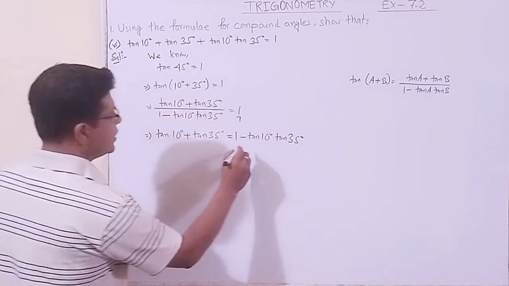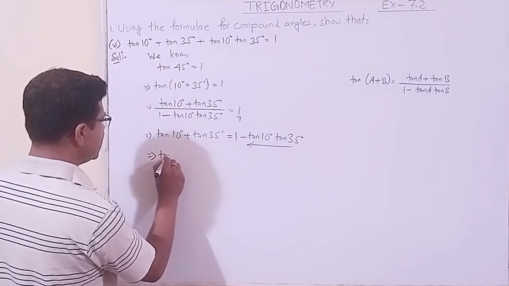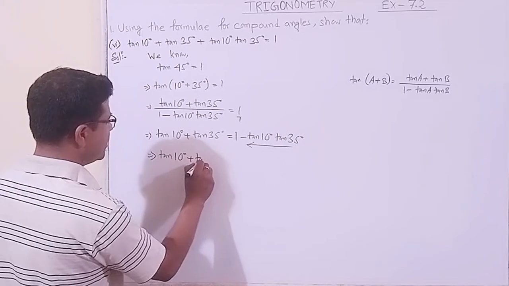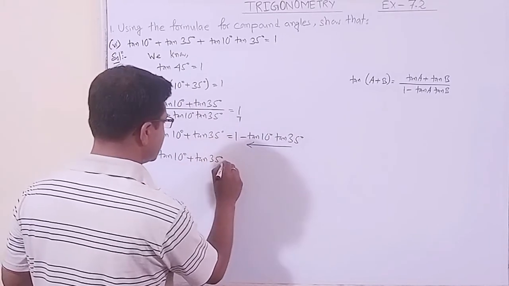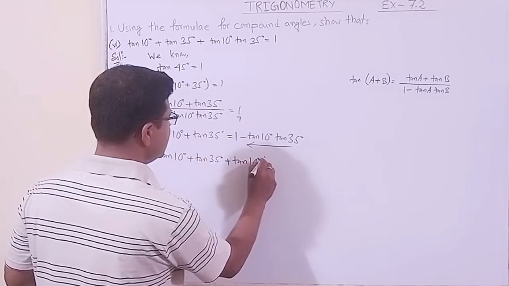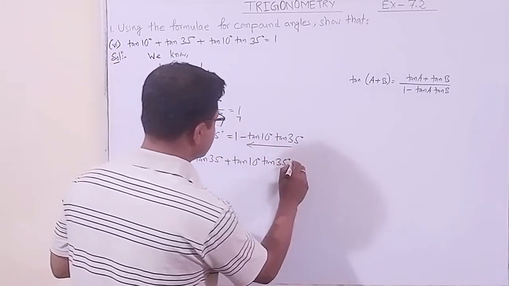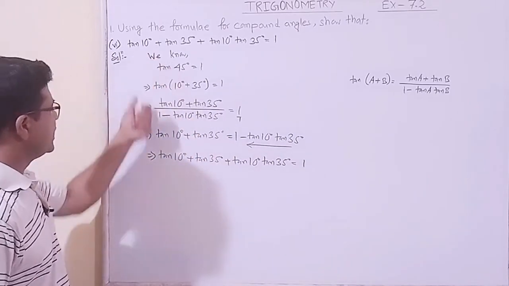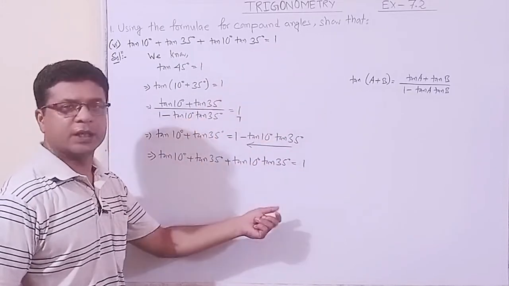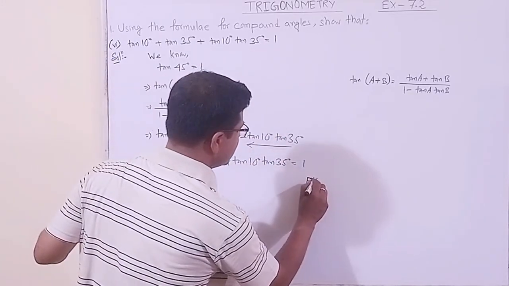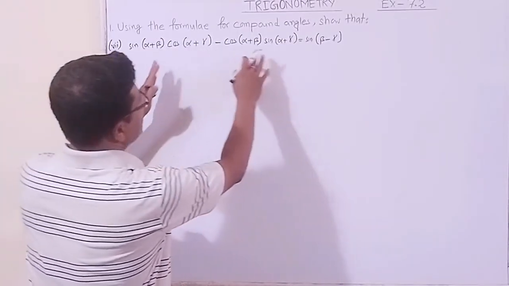Okay, we are very close. What we will do, we will take this to the left hand side. We will bring it here. Tan 10 degree plus tan of 35 degree. If we bring it here, it is minus on that side, and on this side it will be plus tan of 10 degree into tan of 35 degree. So we have brought it here. So what will be left on the right hand side? Only 1 will be left. Now you see, tan 10 degree plus tan 35 degree plus tan 10 into tan 35 is equal to 1. Thus we have proved.